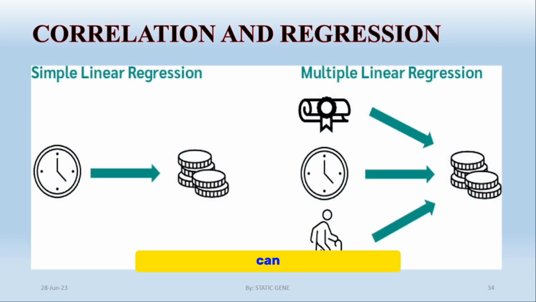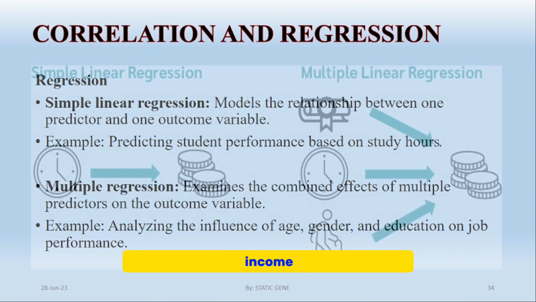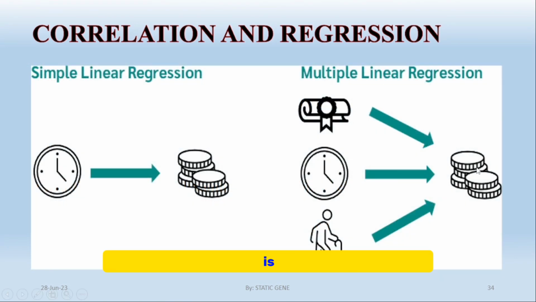In this picture, we can easily see in simple linear regression, we're saying we have time. Is time associated with the amount of money? Does it influence the amount of money? That's simple. One variable, time, versus the outcome. But here we are seeing in multiple linear regression, we are saying education level, time, and your health. How are they influencing your income? So that is what this picture is trying to represent.